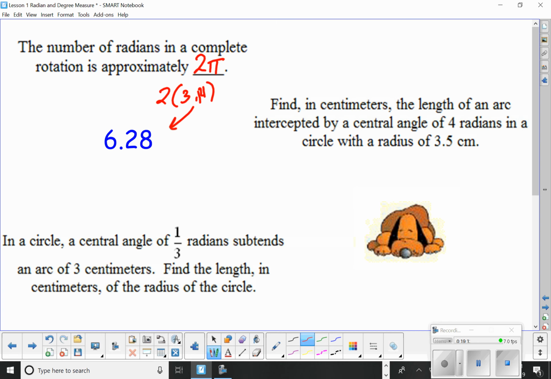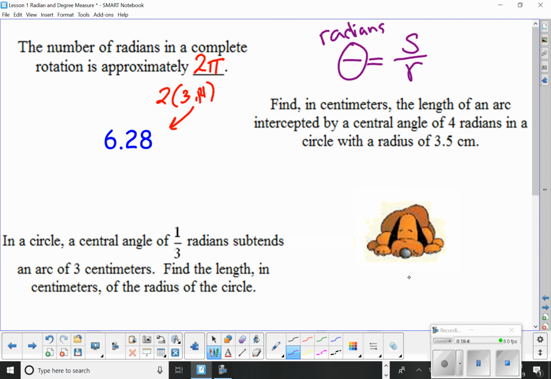Now, if I want to find, in centimeters, the length of an arc, that means I'm going to want it in decimal form, okay, of a central angle of 4 radians in a circle with a radius of 3.5. For this one, remember that theta is equal to S over R, but theta has to be in radians. If it's not in radians, you need to make the conversion.